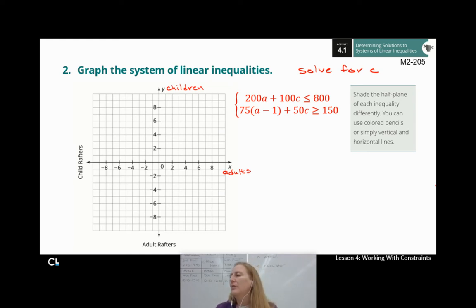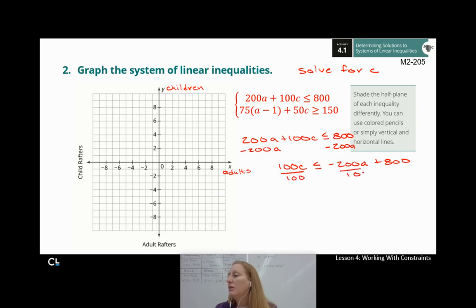All right, so real quick, I'm going to solve for C. So if I have 200A plus 100C is less than or equal to 800, I'm going to start by subtracting 200A on both sides. So I have 100C is less than or equal to negative 200A plus 800. I'm going to divide by 100, and everybody gets divided by 100. And you'll see how nice this makes it, actually. So I have C is less than or equal to negative 2A plus 8.